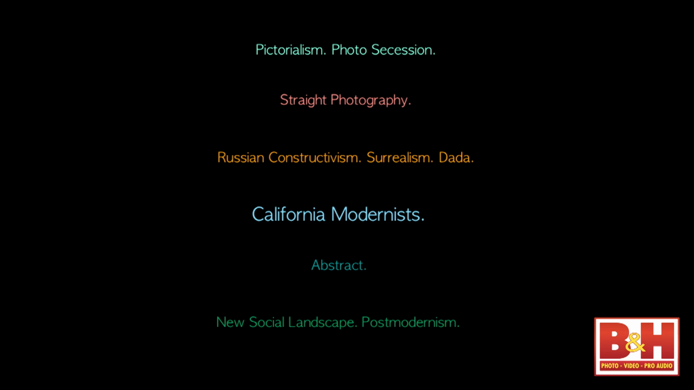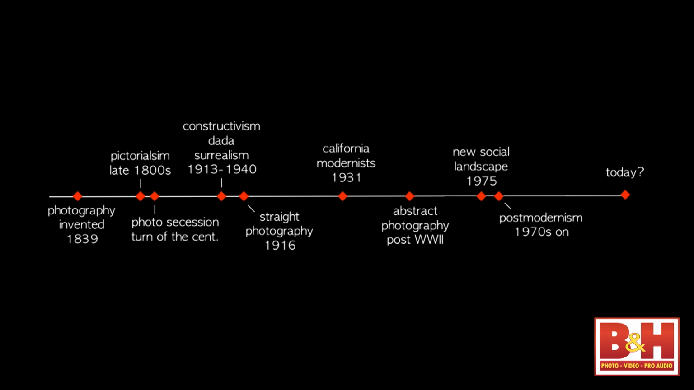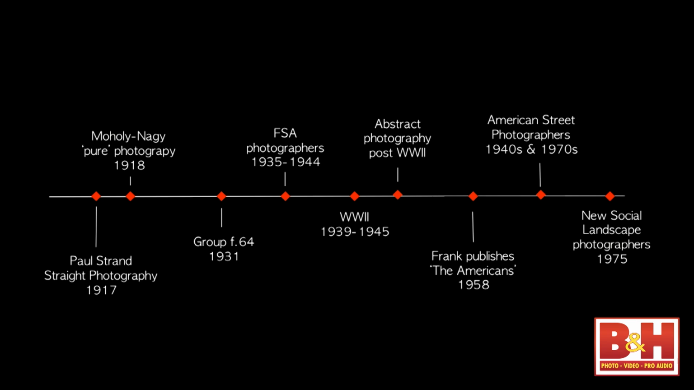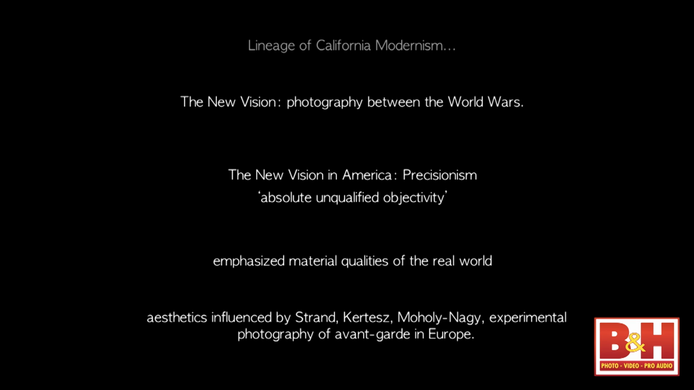California modernists, probably my shortest group because they're a small group. Okay, so 1931, heavily influenced by Moholy, and pure photography. And here they are, right there, Group f/64. So the lineage of California modernism is a movement we call precisionism. Okay, but we talked about the New Vision, which is a term Laszlo Moholy-Nagy coined, about unqualified objectivity. Heavily influenced by some of the great straight photographers I showed you. I'm not going to dwell on modernism here. I want to move on to the images.